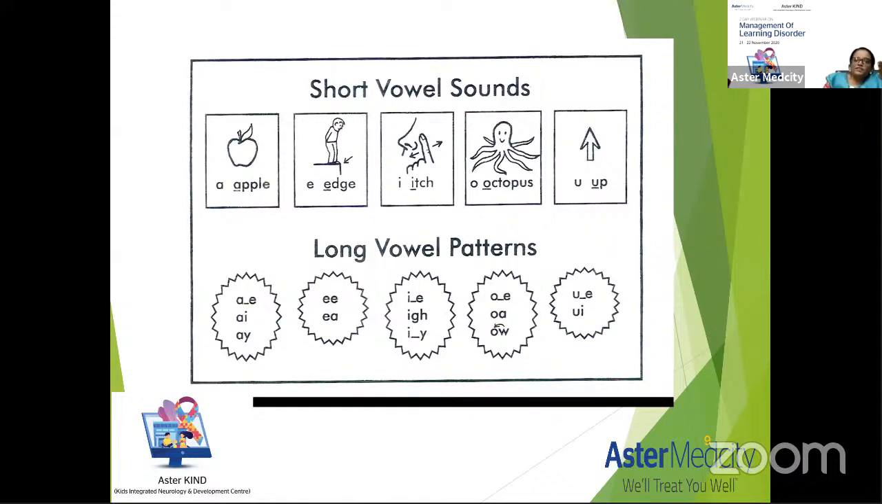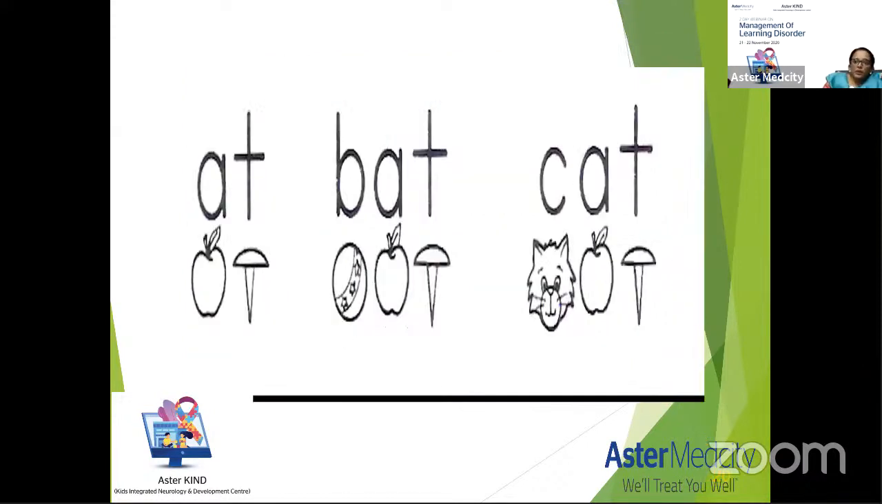Introduce short vowel sounds, then long vowel sounds, and in between introduce consonant sounds, then word families, blending, and so on. It's a huge process. It takes time, and give maximum visual cues. If the child has difficulty reading a word, but can understand that the first picture is an apple, so that is a, and next is a top, so the first letter is t, so at. Like that. So give visual cues maximum.